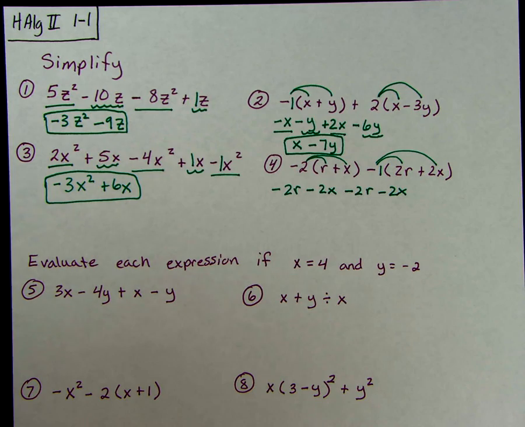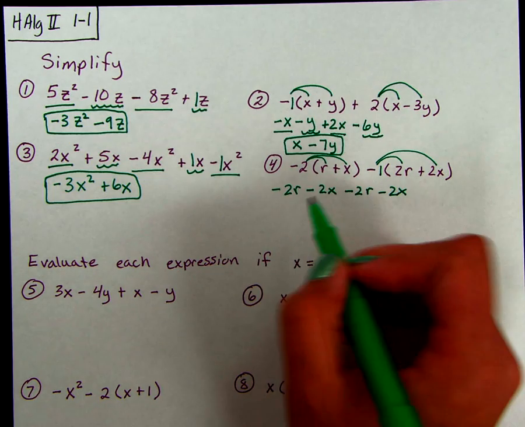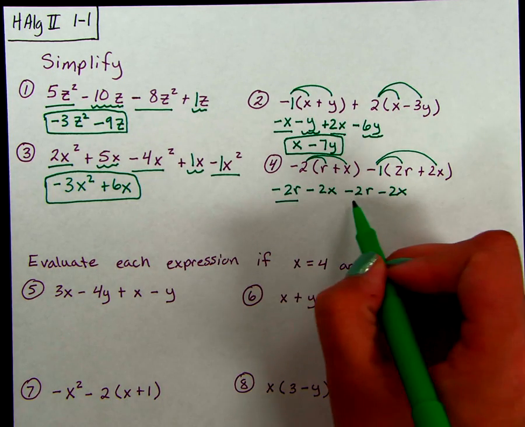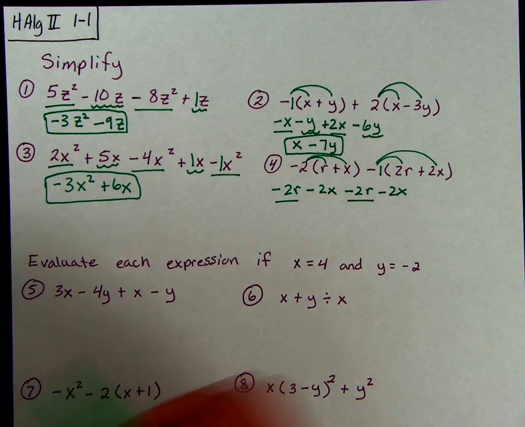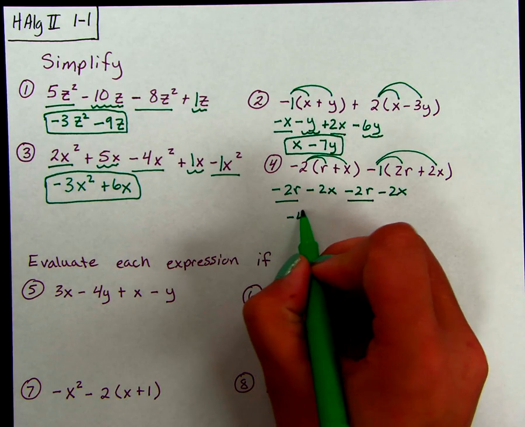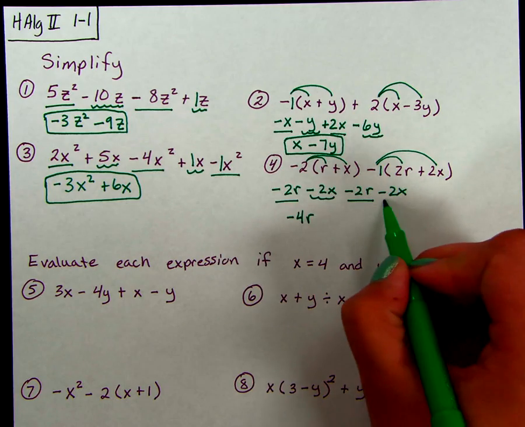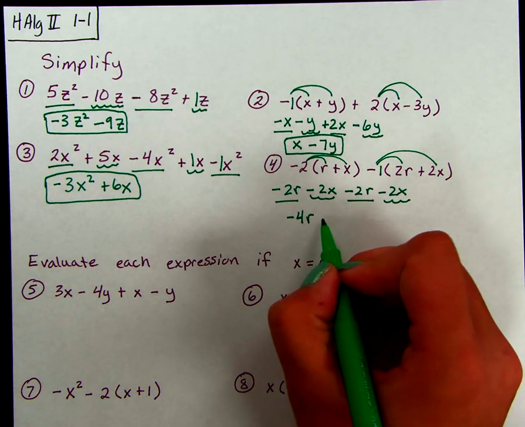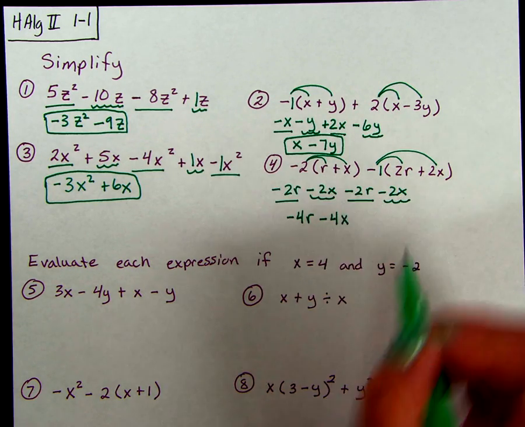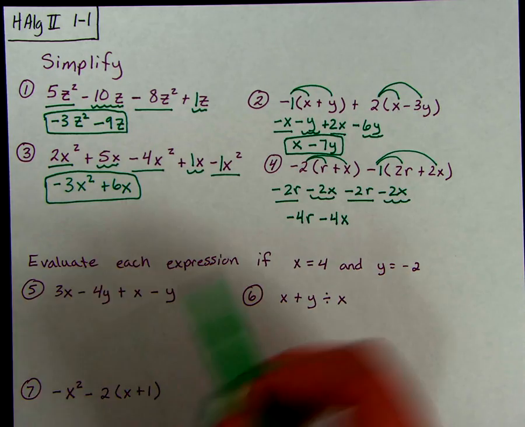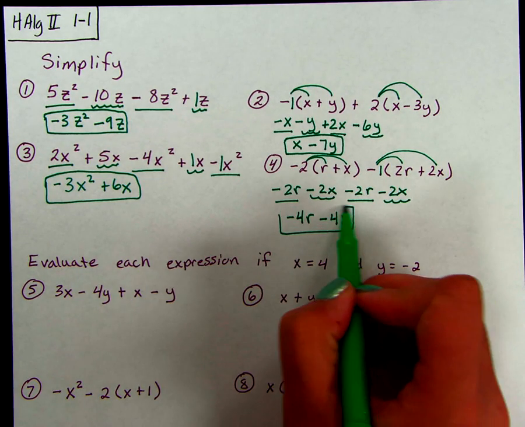And now we're combining like terms. So let's start with the r's. So we have a negative 2r and a negative 2r. So if we combine those together, that gives us negative 4r. And then for the x's, we have a negative 2x and a negative 2x. So if we combine, that will be negative 4x. And since we have different variables, there's nothing else that we can do to simplify. So this is our final answer.